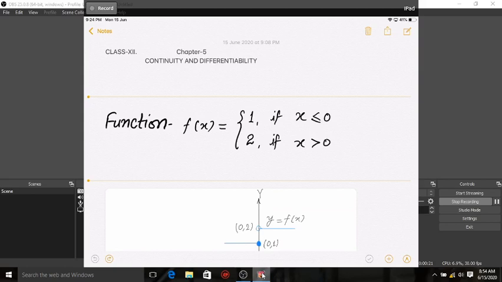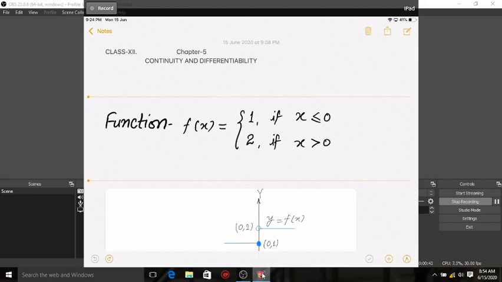I am today going to start a new chapter, that is continuity and differentiability for class 12th. The basics of this chapter, that is the limits and continuity, you have already studied in class 11th. So I will continue it for class 12. Today we are going to discuss continuity of a function.